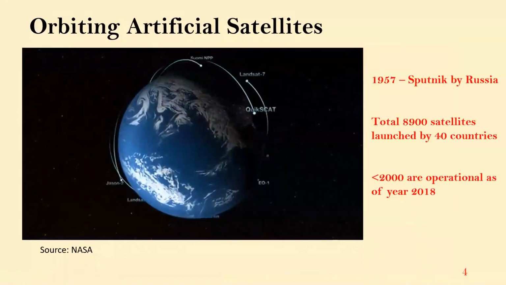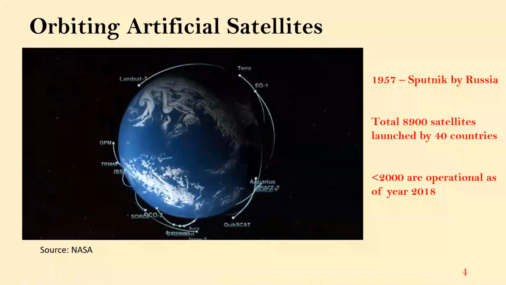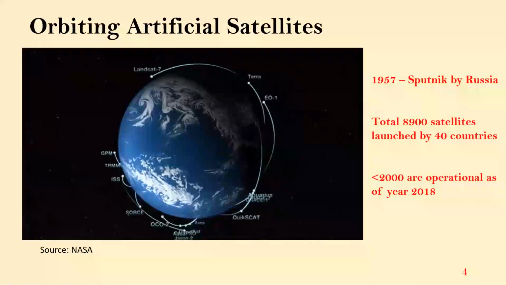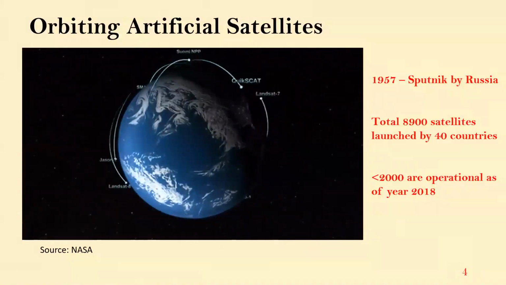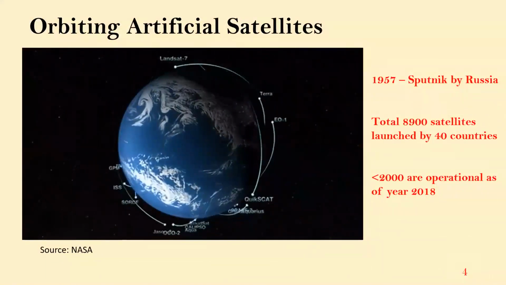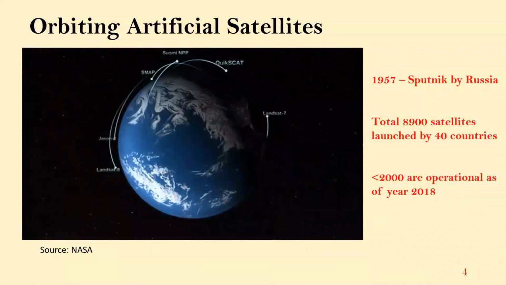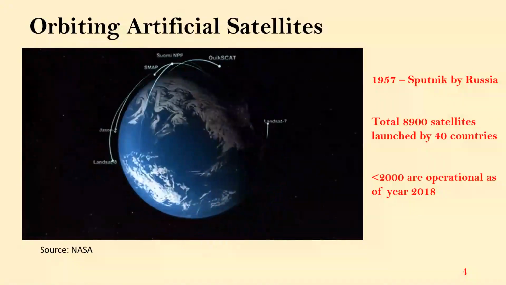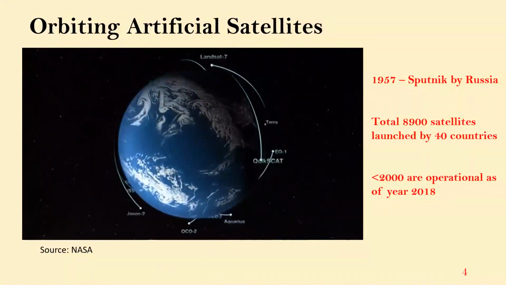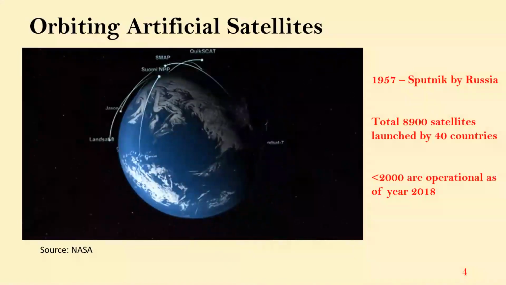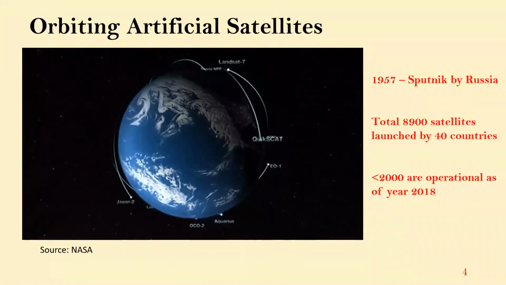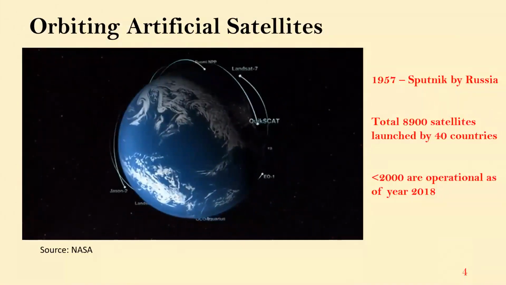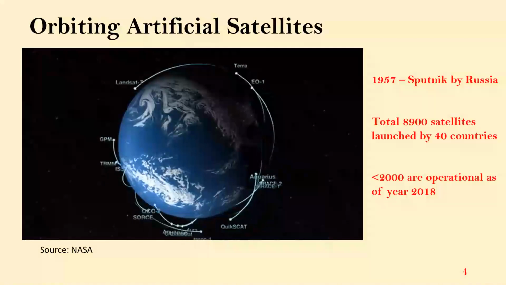So in this slide, what you're seeing is the depicted example of orbiting satellites around Earth. The first satellite was launched by Russia, named Sputnik, in 1957, later by the US and China. And for India, the first satellite launched for space exploration was in 1975, known as Aryabhatta. As of 2018, in total, around 8,900 satellites were launched by almost 40 countries.